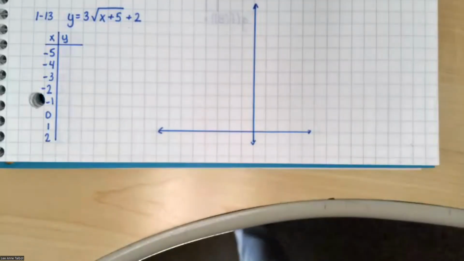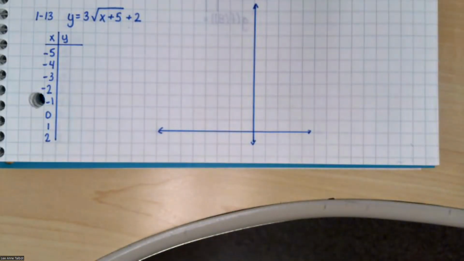Okay, we're going to do 3 things here. We're going to make a table. We're going to use our calculators to make the table. We are going to sketch the graph off of the table with the coordinate points, and then we're going to describe the graph. And this is exactly what I will expect you to have on the poster.